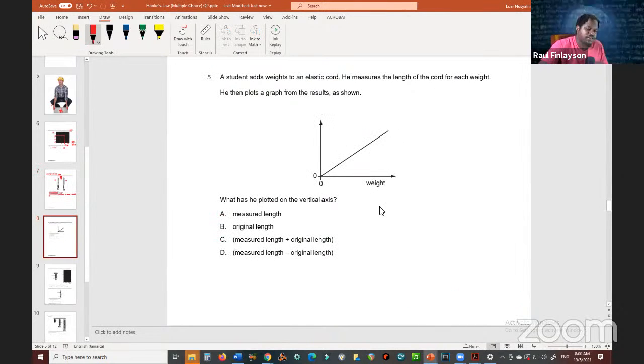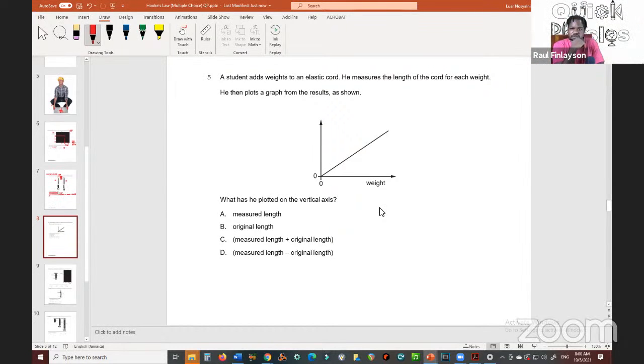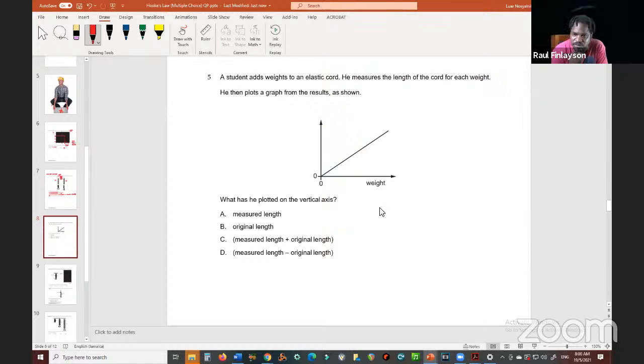This will be the last question for tonight, because we need to look at the others. Number 5. A student adds weights to an elastic card. He measures the length of the card for each weight. He then plots a graph of the results.